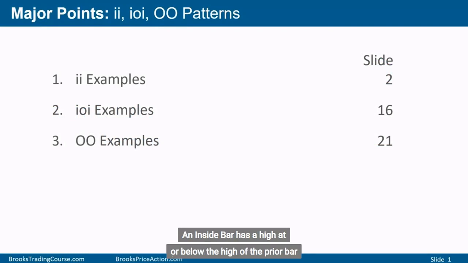An inside bar has a high at or below the high of the prior bar, and a low at or above the low of the prior bar. And if you have two of them in a row, you have an II pattern.